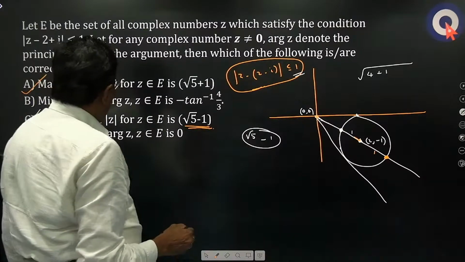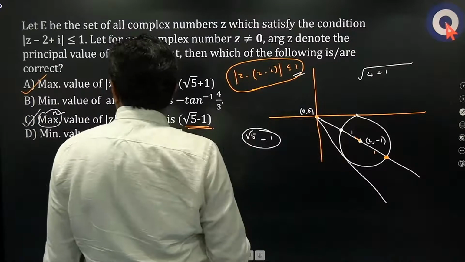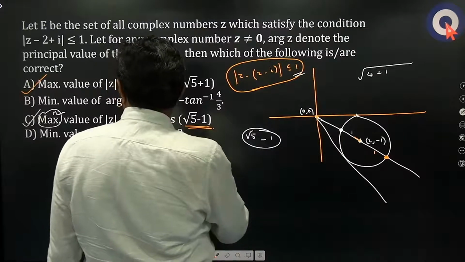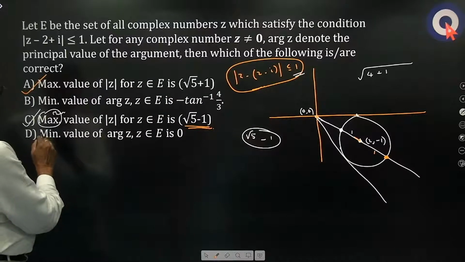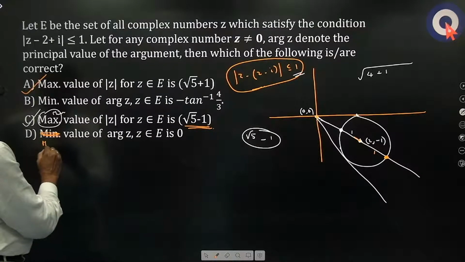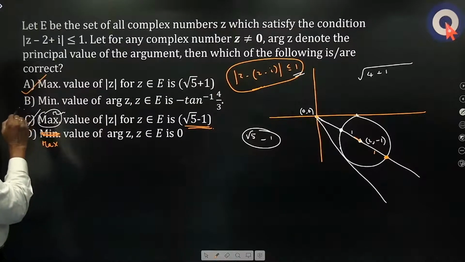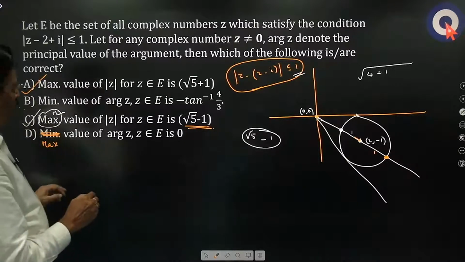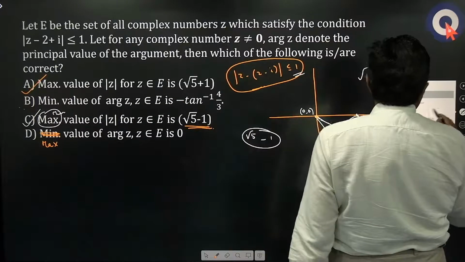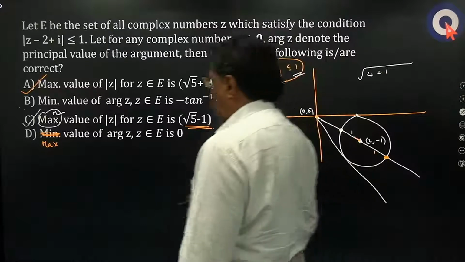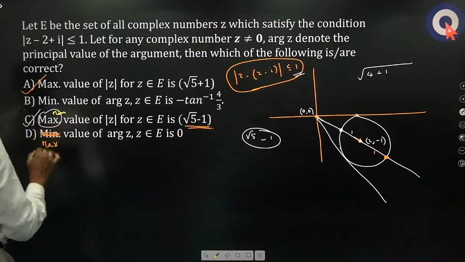Next, minimum value of arg z and maximum value of arg z. You write this as maximum. Please make small changes in the question itself. Here you write it maximum, here you write it as minimum. Okay, everything else is fine.